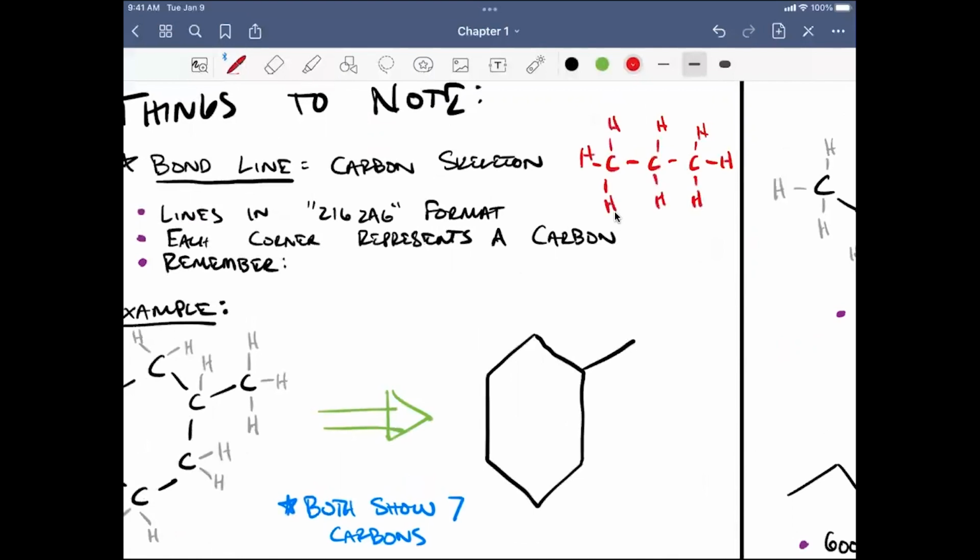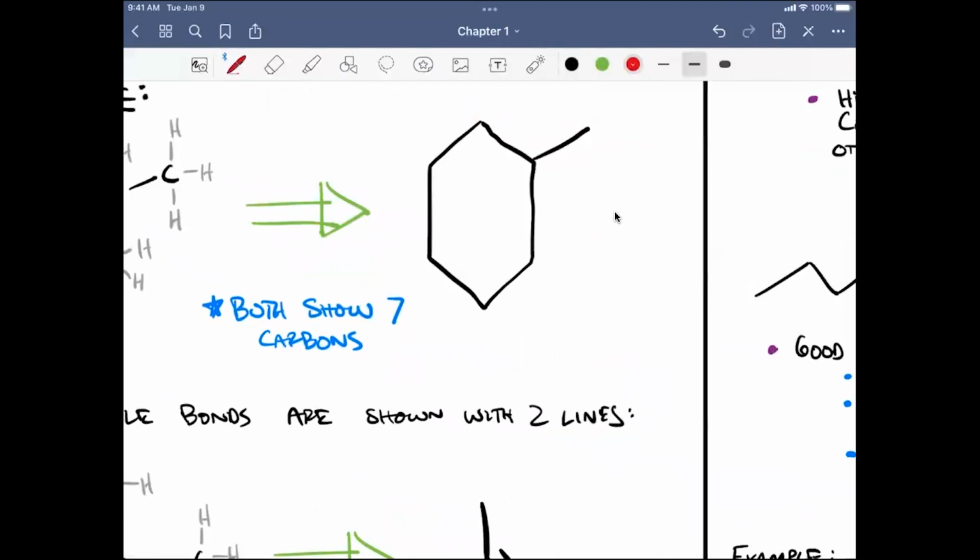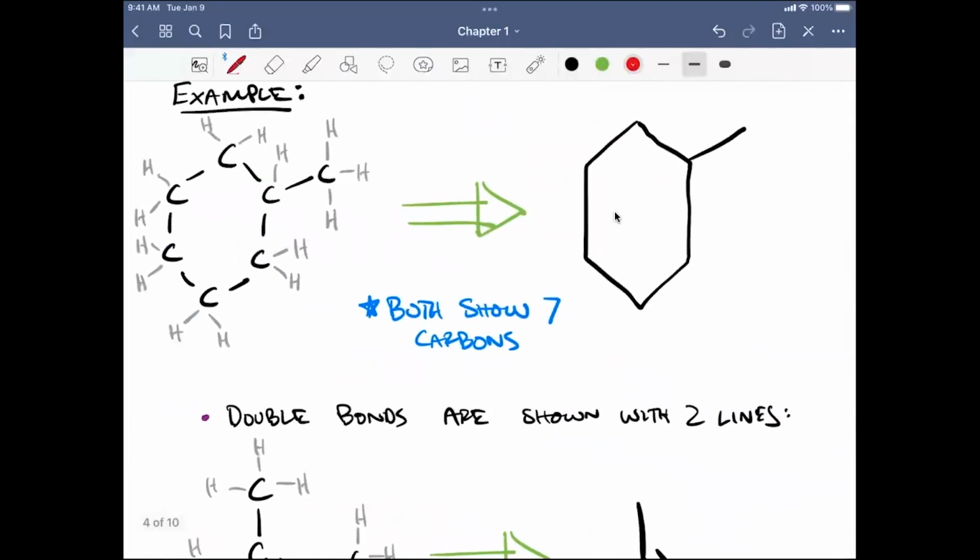All right, we have this row of carbons. There's 3 carbons. You want to show them in a zigzag way. So you want them to zigzag if they're single bonds. I have this example right here. So this shows, if I want to count all of the carbons, 1, 2, 3, 4, 5, 6, and 7 carbons. Let's see if that adds up here. So we have 1, 2, 3, 4, 5, 6, 7.